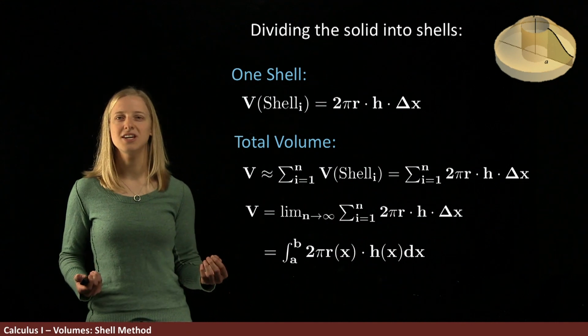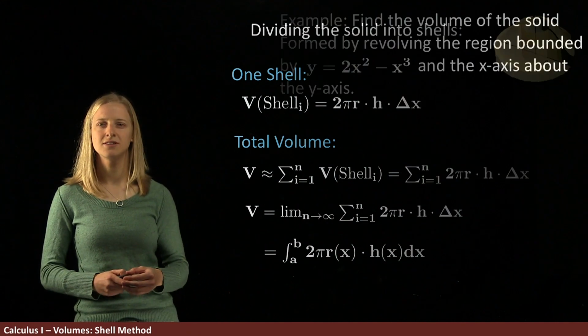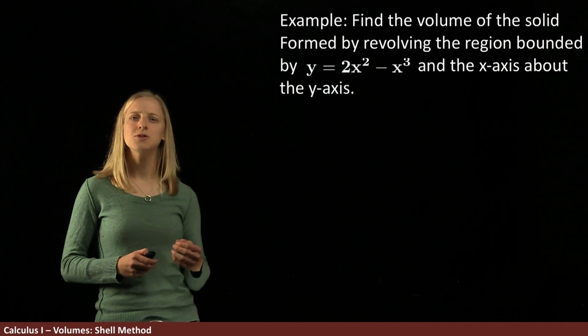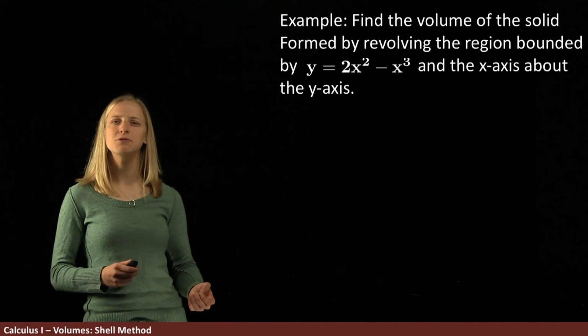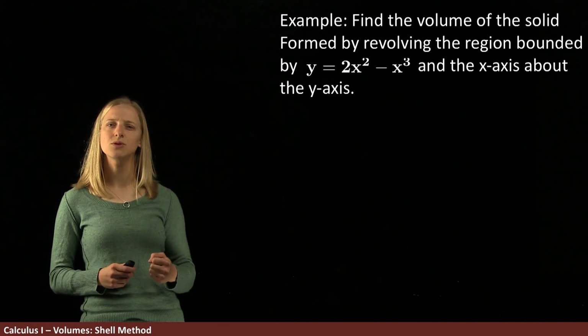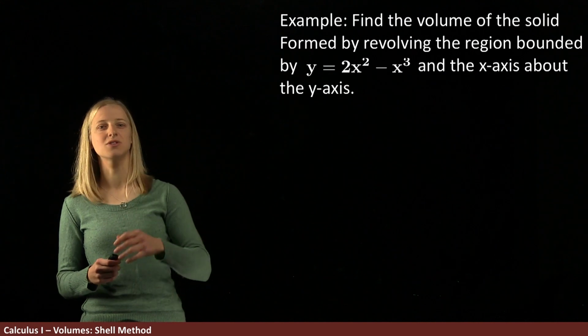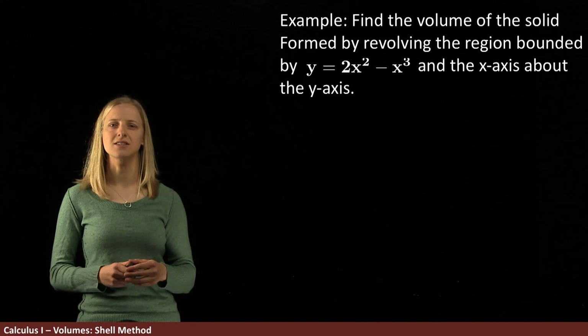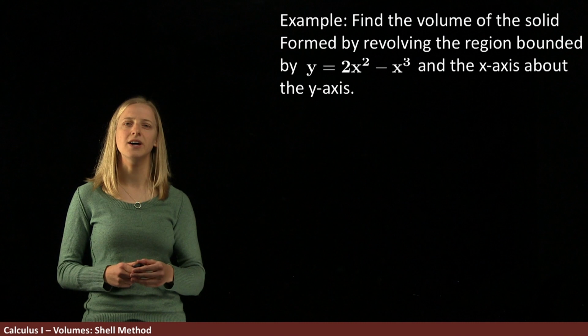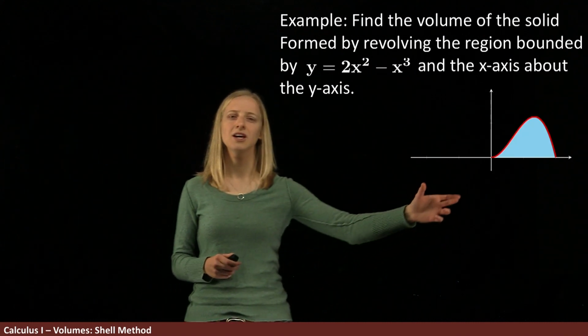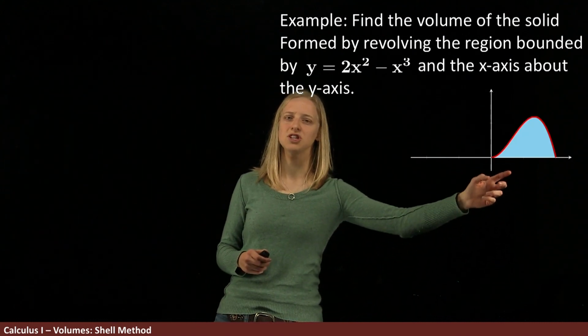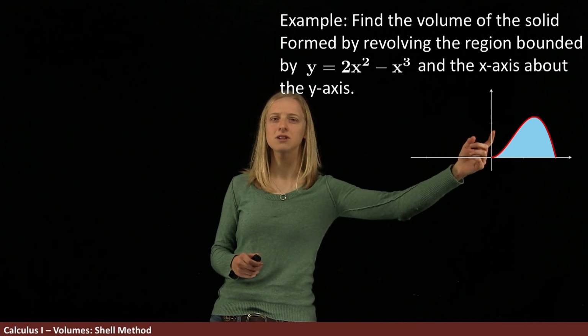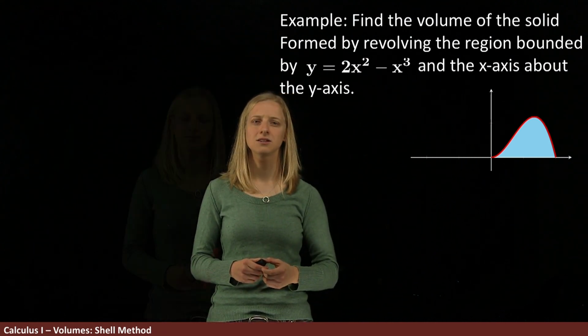Let's look at an example to get a better idea of what's going on. So here I ask you to find the volume of the solid formed by revolving the region bounded by y equals 2x squared minus x cubed, and the x-axis, and we're going to revolve it about the y-axis. So here, again, with our initial example, we have this region, and we want to revolve this about the y-axis.